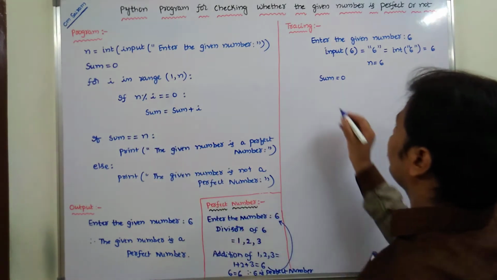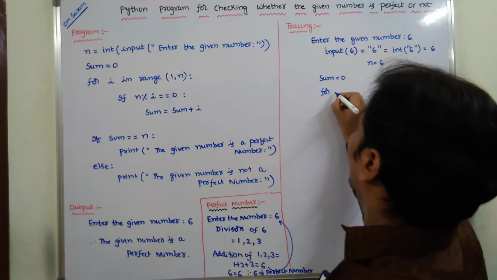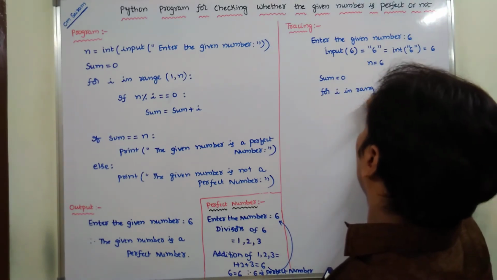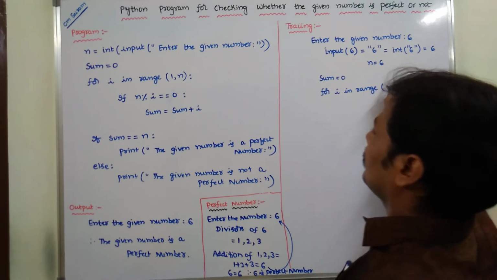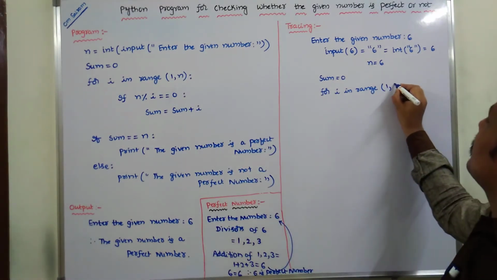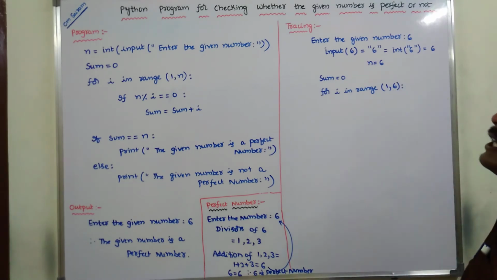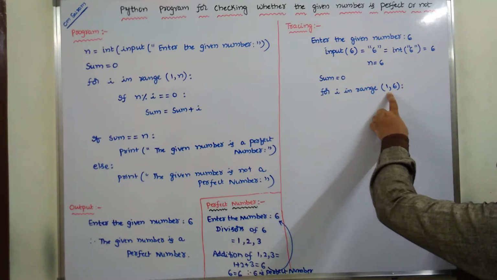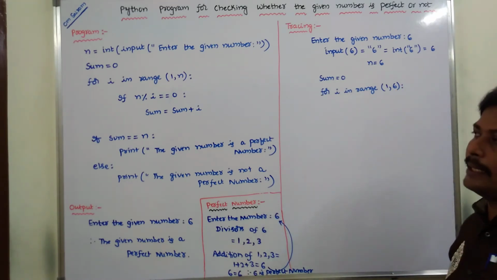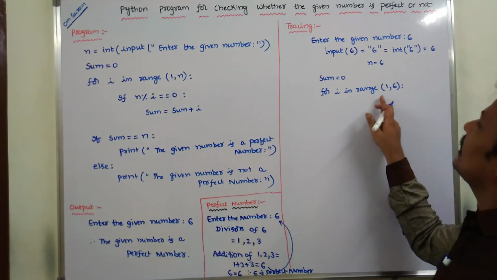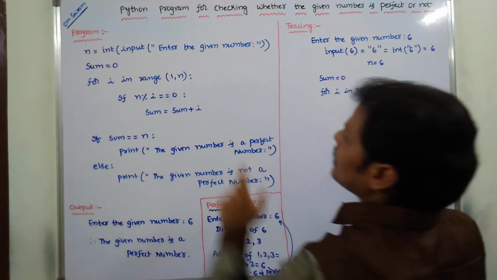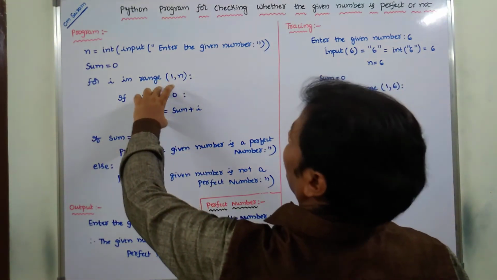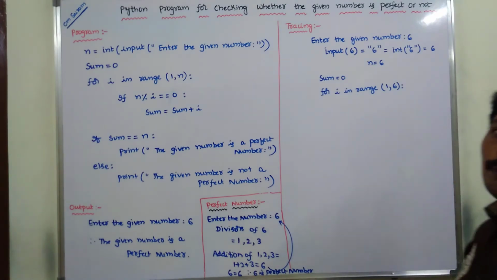Next, for i in range(1, n), so 1 comma 6. What is the meaning of that? The loop variable i starts with 1 and ends with 6. Whenever this condition is true, these two steps are executed, because these two steps are in the body of the for loop.